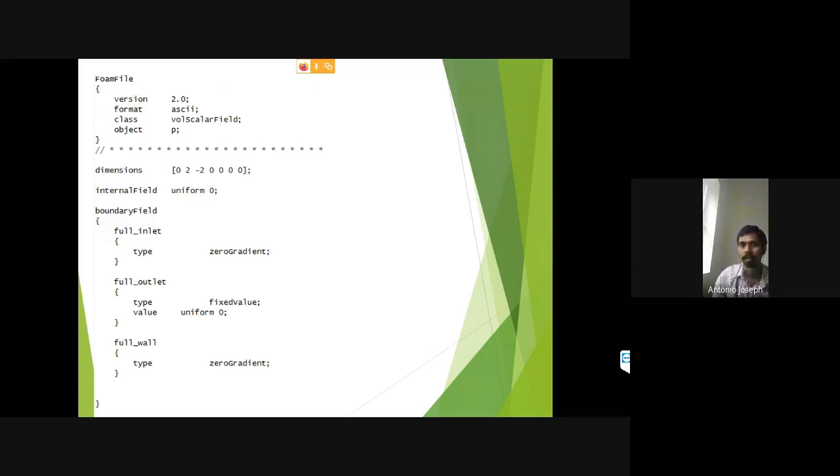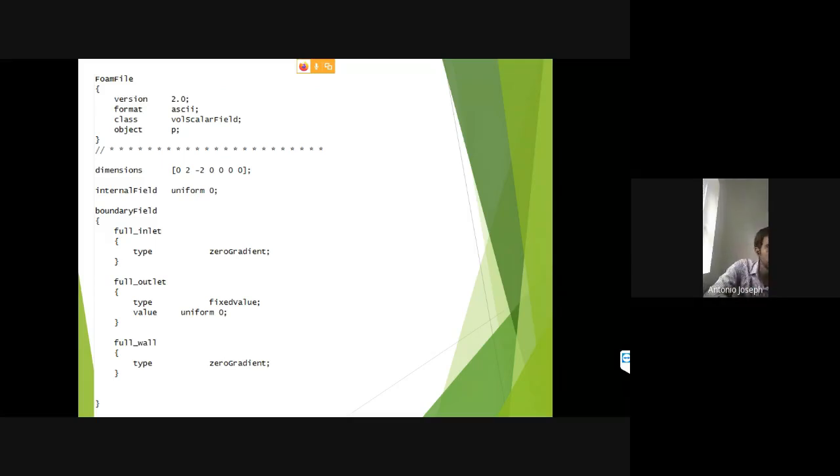That means the fluid is going out at atmospheric pressure, and at the fluid wall also I am specifying zero gradient. So it will be calculated accordingly. So that's about the pressure values.